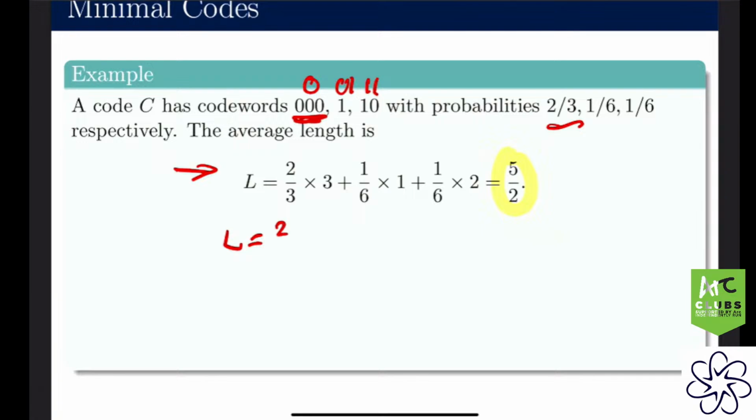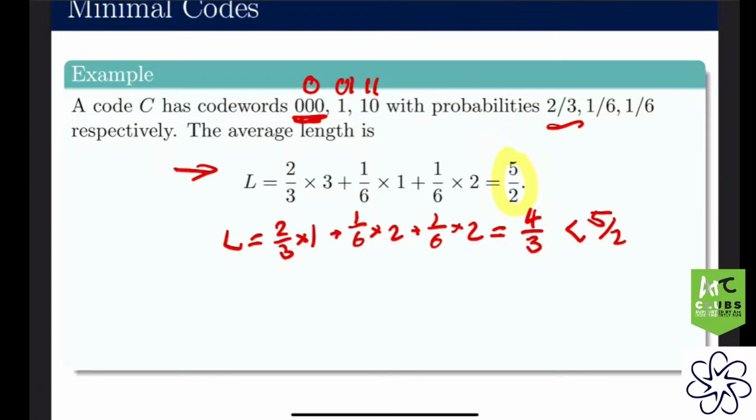And in that case, we'd have 2/3 times 1 plus 1/6 times 2 plus 1/6 times 2, which would equal, and you can check this, 4/3, which is less than 5/2. So we have found a counterexample, and we can say that this code is not minimal.